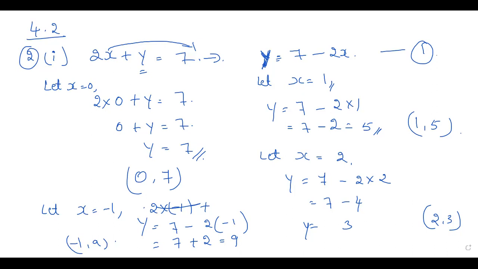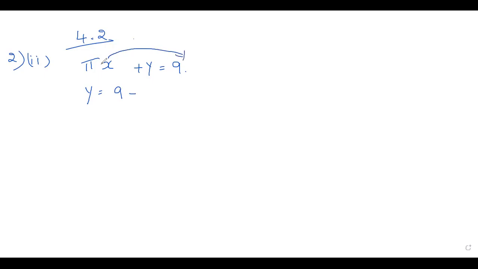We'll see the next one. 4.2. Second sub question: pi x plus y is equal to 9. Already I had told you, write the equation for y. 9 minus, I'm going to transpose this pi x to the right hand side. It becomes minus pi x. Now give the values for x.